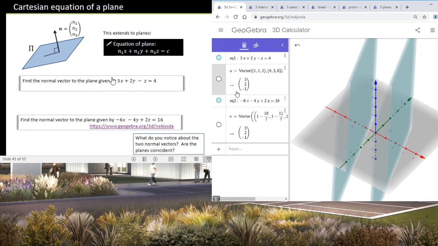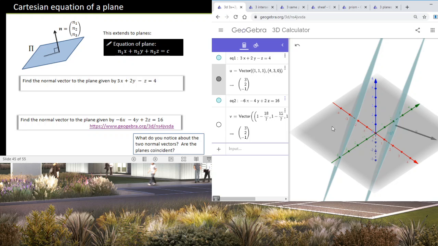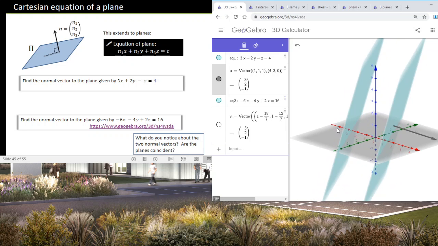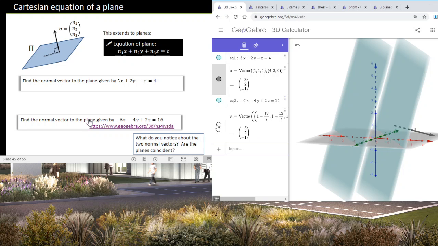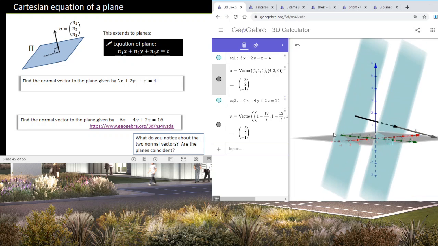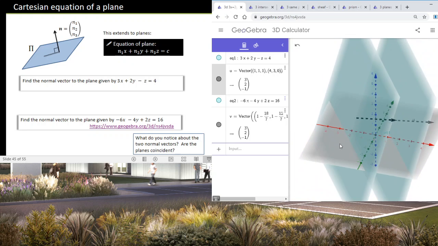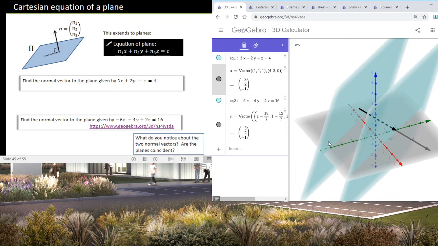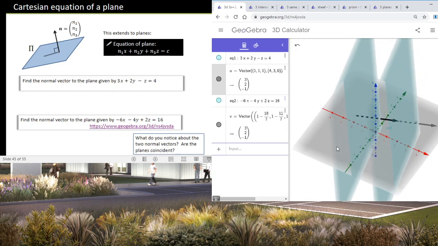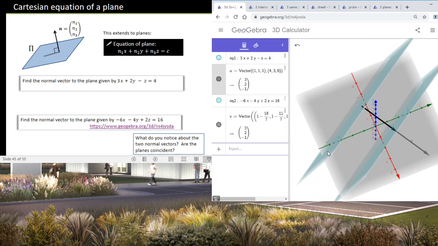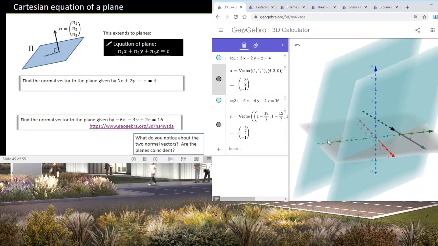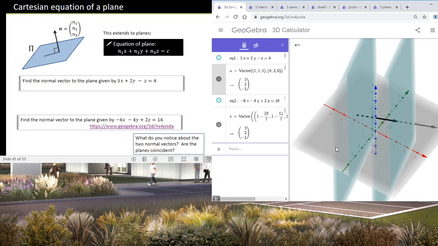If I plot on the normal vector, 3, 2, minus 1, you will see that vector goes from the plane and is normal to the first plane. My second normal vector is there, and you will see it is in the same direction as the normal vector to the first plane. So that tells us what's happening here. Both planes have got the same normal vector, or one normal vector is a scalar multiple of the other, and therefore the two planes are parallel.